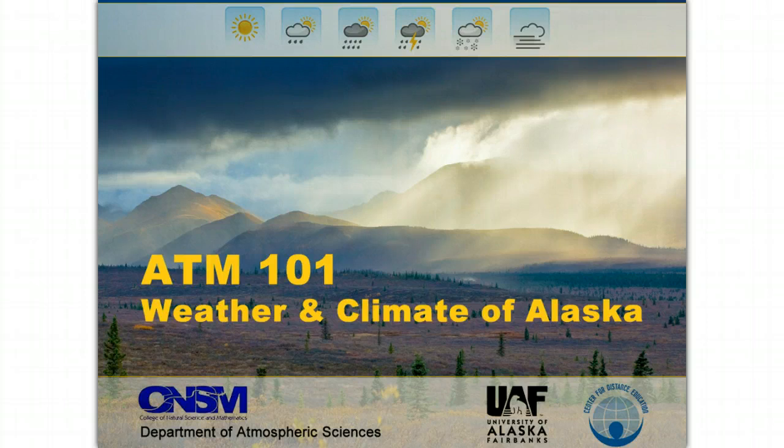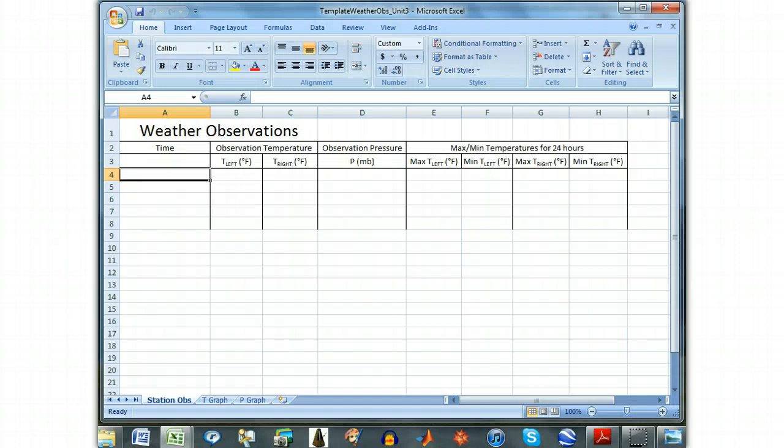to analyze your week of weather observations. The template Excel workbook consists of 3 worksheets labeled Station Obs, T-Graph, and P-Graph, shown as tabs on the bottom left side of the Excel window. On the first worksheet, pictured here, you will enter the data that you took at your weather station, and the second 2 are charts that will automatically plot the temperature and pressure data.